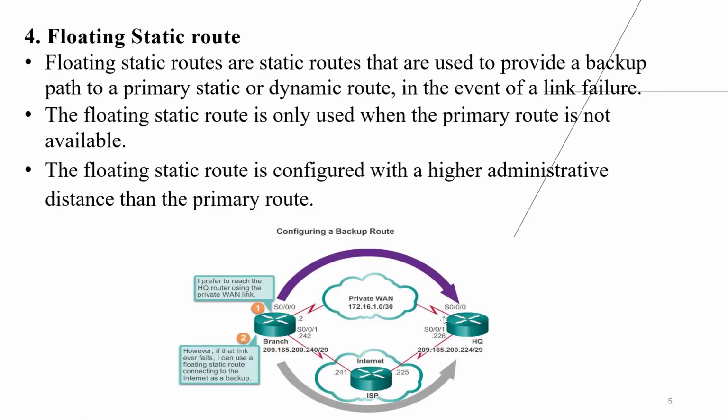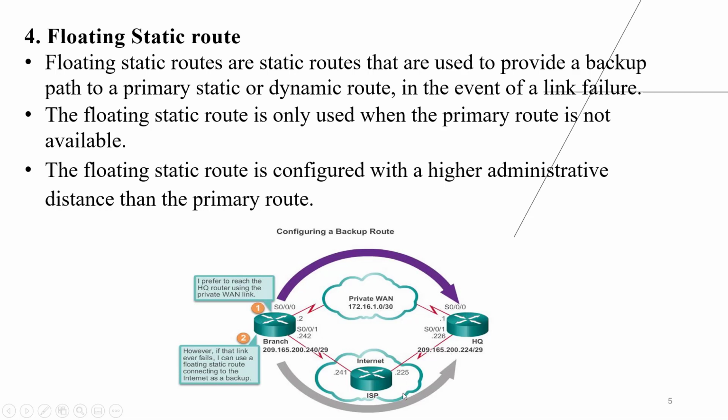Then the fourth type is a floating static route. What does a floating static route mean? You can have one more static route. For example, here we are creating a static route. This is my source, and this is my destination, the headquarter router. I'm creating a static route in this way, and now I'm going to create one more static route. So I'm going to have two static routes to reach this router. Why? Suppose there is any problem and this route fails, automatically the other one will be used.